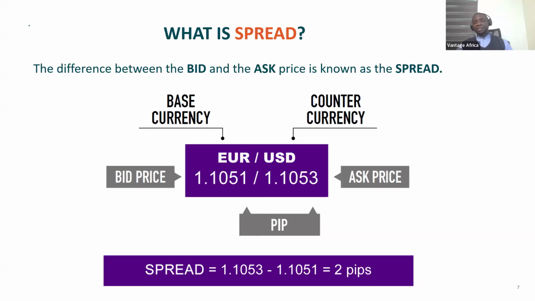Now, you would think that if you place a sell trade and a buy trade immediately, they would trigger in the same place. But they won't, because there is a spread between them. The prices are not the same, just like you're seeing on the screen here. Bid price is 1.1051, while ask price is 1.1053. So that difference of 2 pips is the spread, right?